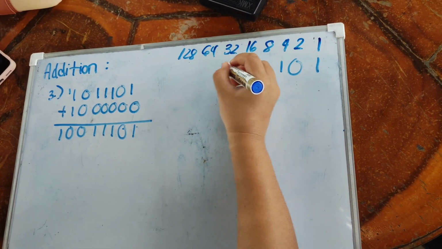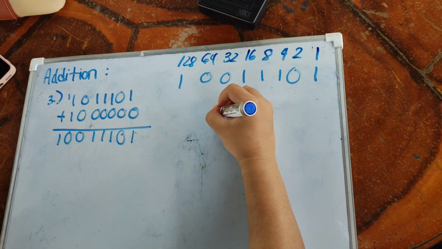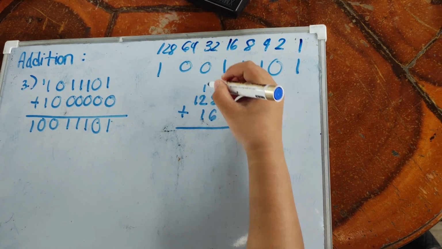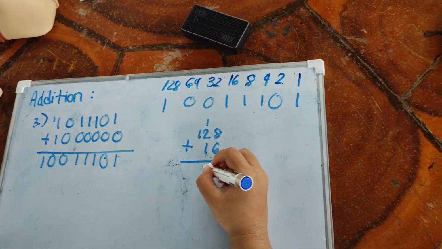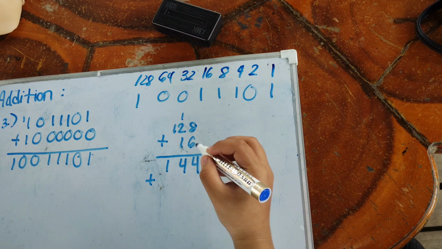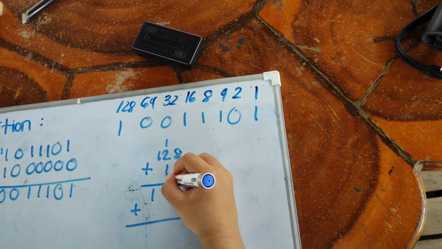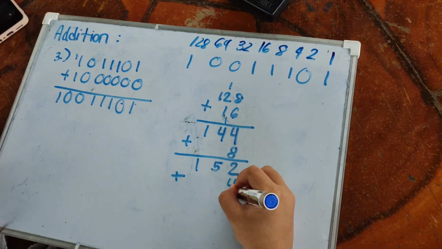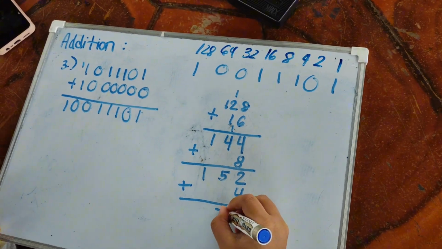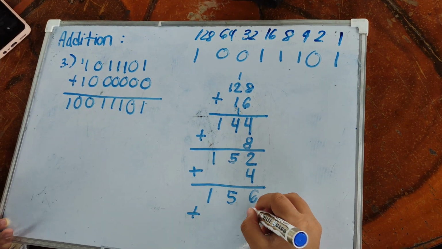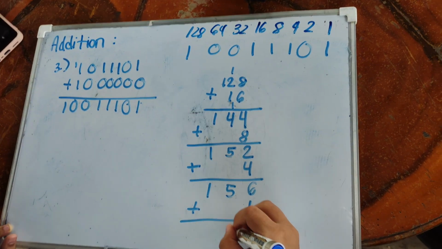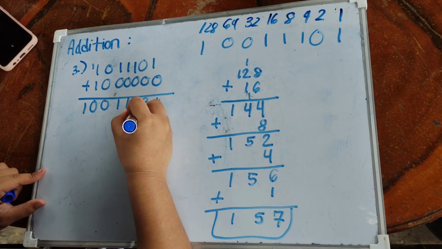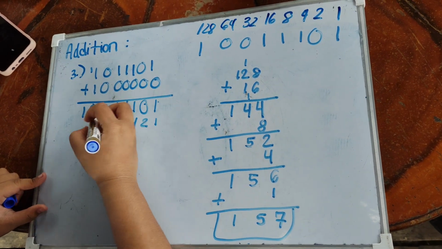100111101 to decimal to verify if it matches the expected answer, which is 157. So here we have 128 plus 16, that would be 144. Then 144 plus 8, that would be 152. 152 plus 4 is 156. And then lastly, plus 1, 157.